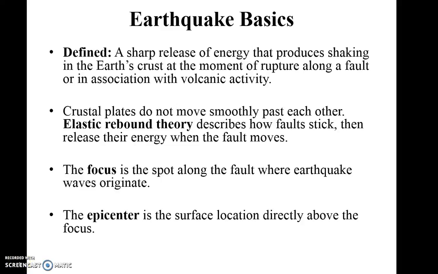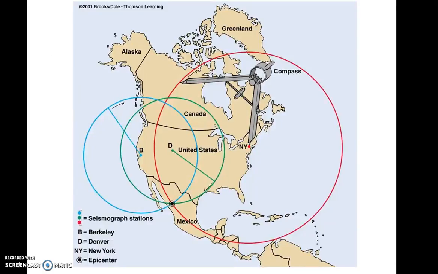Lecture 2 is going to be focused on earthquakes and different types of historical earthquakes and the plate interaction that was the result of the plate movements. We defined the focus point being the spot along the fault where the earthquake waves originate. This is going to be underground. And then we have the epicenter, which is at the surface directly above the focus point. And those are going to be two key points when talking about earthquakes.